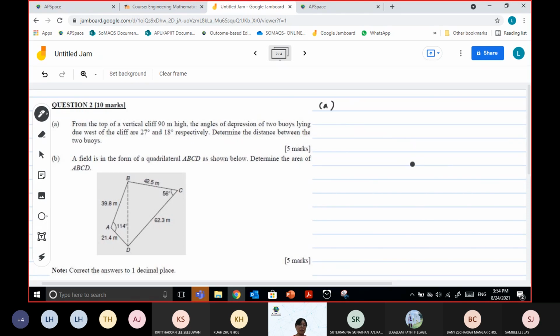Imagine there's a cliff. So let's say this is the cliff, and it is 90 meters high. From the top of a vertical cliff 90 meters high, the angles of depression of two buoys lying due west. So let's say there are two buoys here, and I label them as A and B.